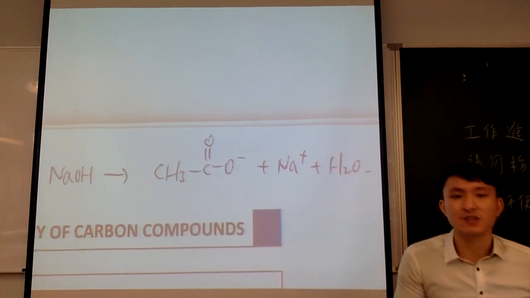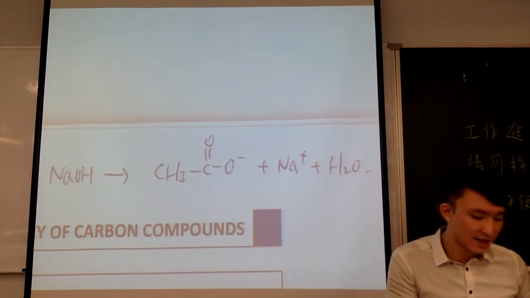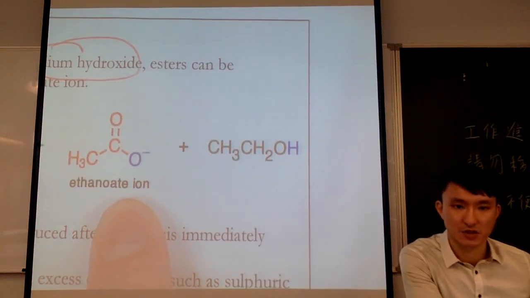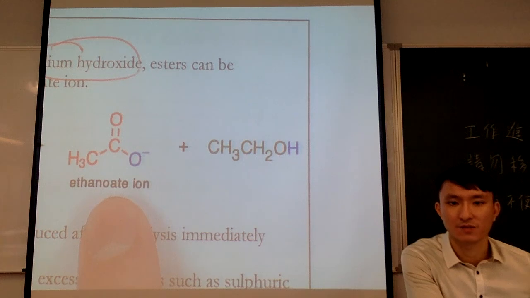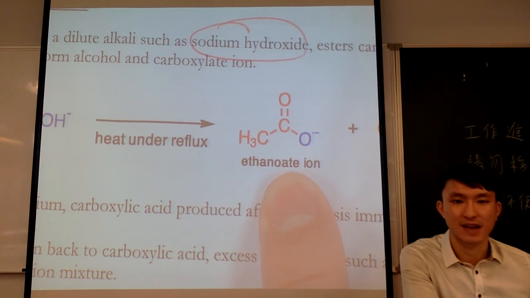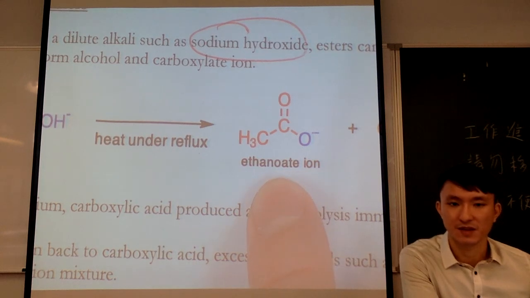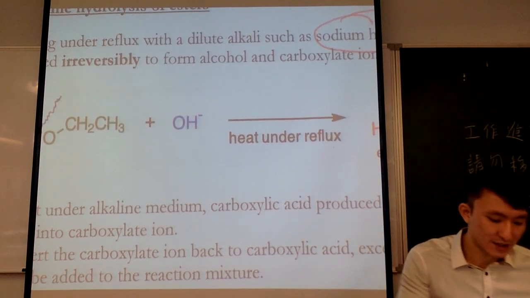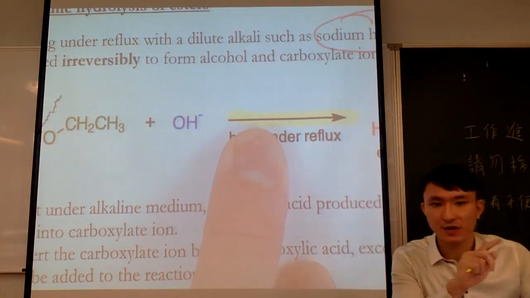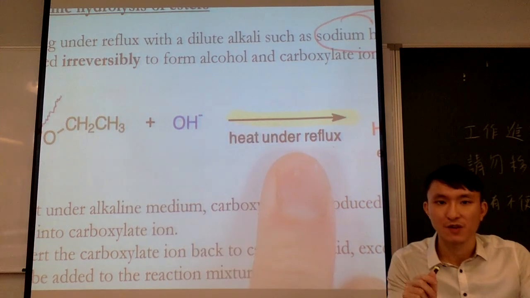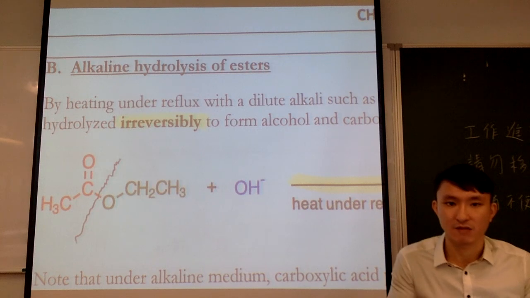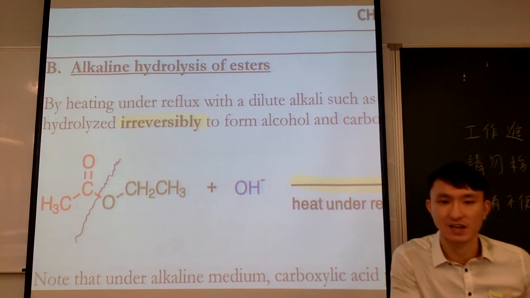So this is the reason why you don't expect to see ethanoic acid form after the alkaline hydrolysis. You should have ethanoic ions. This is the difference between acid hydrolysis and alkaline hydrolysis. Also, look at the arrow here. This time we use a single-headed arrow because for alkaline hydrolysis the reaction takes place irreversibly, which is different from acid hydrolysis.